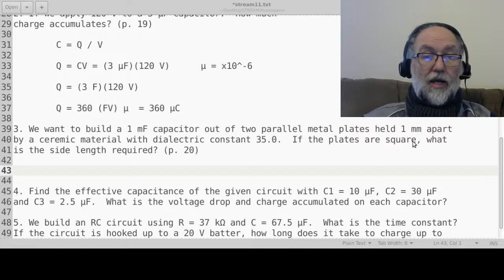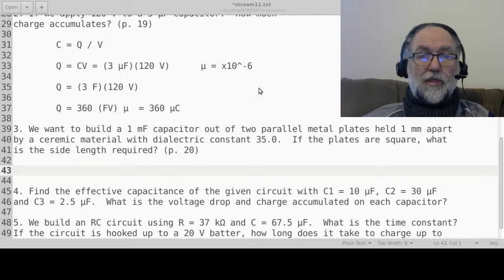Okay, so if the plates are square, what's the length of each side? Okay, and I expect it to be big. I didn't solve the problem, but I expect this number to be pretty big because a millifarad is pretty big.